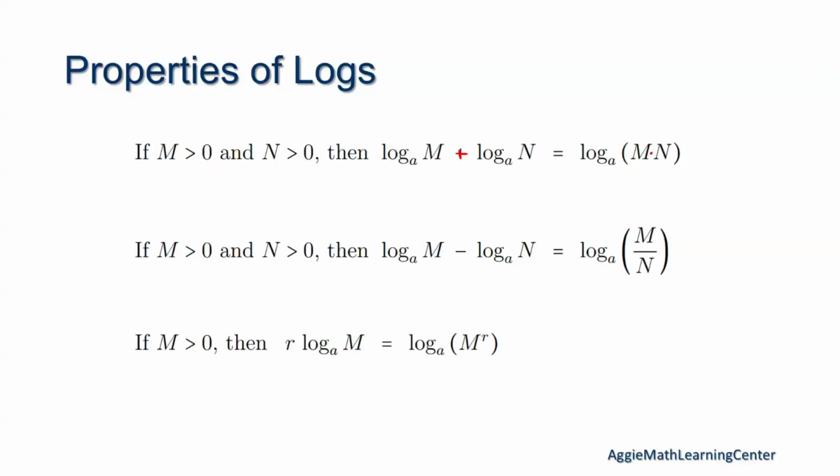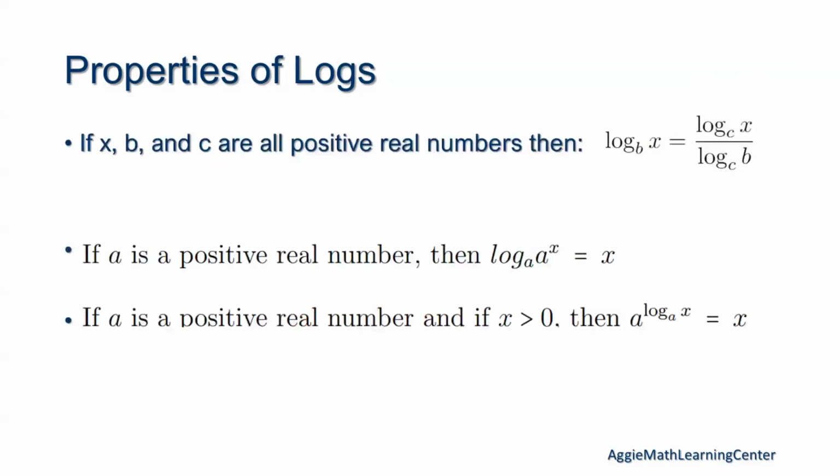The same kind of thing will happen here. If we have log base a of m minus log base a of n, this will become a singular log, but with division instead, okay? And this property is super fun. If we have a constant hanging out in front of our log, we can basically bring it around and make it an exponent in the log, okay? So these are three super important properties that we're going to be using for the next few problems.